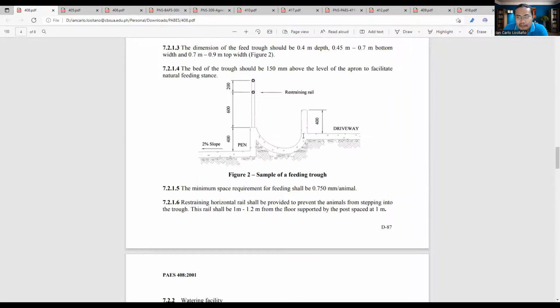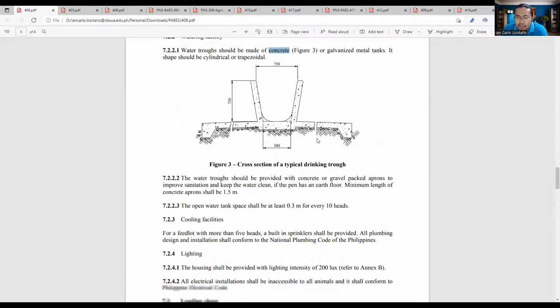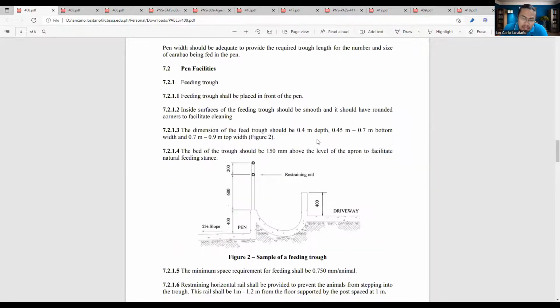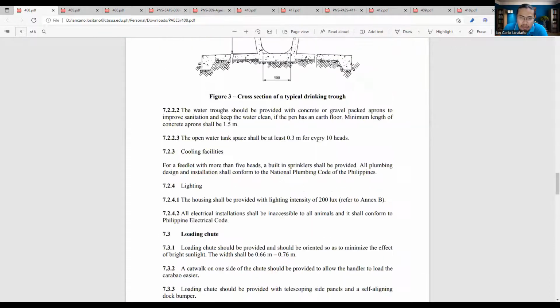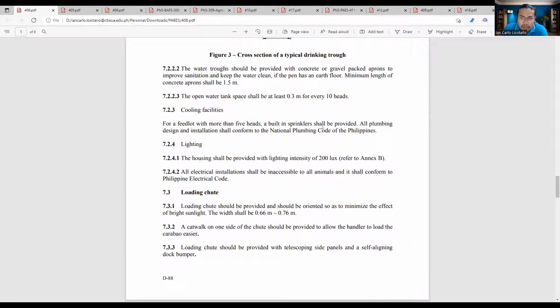Again, this is a fattening structure or building for animals. So the drinking should be minimized. The animal should be feeding, not necessarily drinking all the time. Cooling facilities are required. If ever, there should be a sprinkler, and the sprinkler should be designed such that it follows the plumbing regulations of the National Plumbing Code of the Philippines.